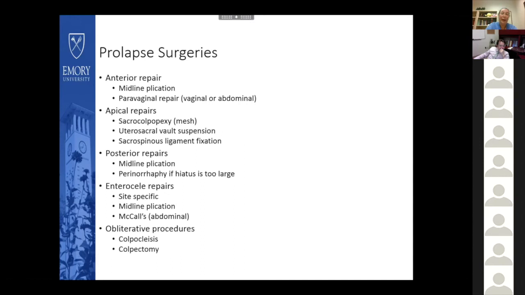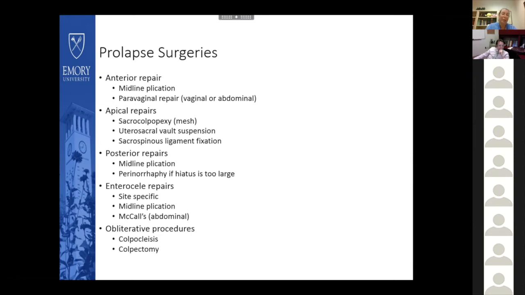Another apical repair is a uterosacral vault suspension and a sacrospinous ligament fixation. We'll go over all these and how they're different and why they're picked. But those are your main 3. You will occasionally on your exam see a really old one with a different name and you're like, I've never even heard of that. I may have heard of it, but I've never done one. It's not the answer to the question. They've thrown that in there because they need another answer. It's generally going to be one of those 3 if you're doing an apical repair.